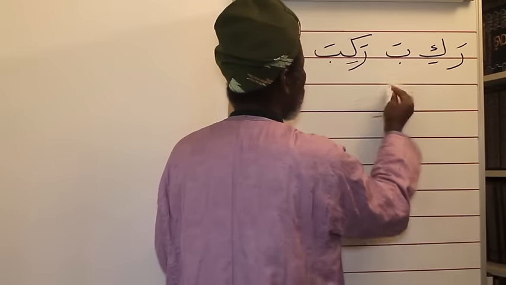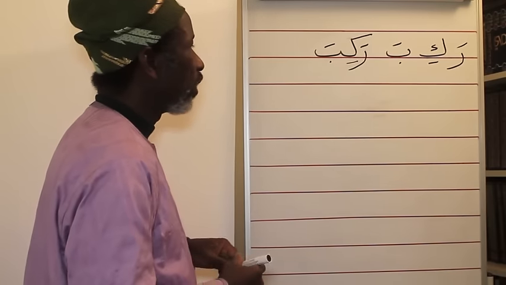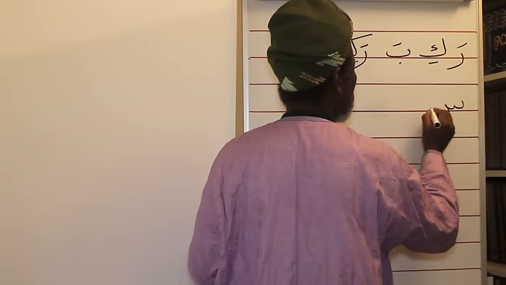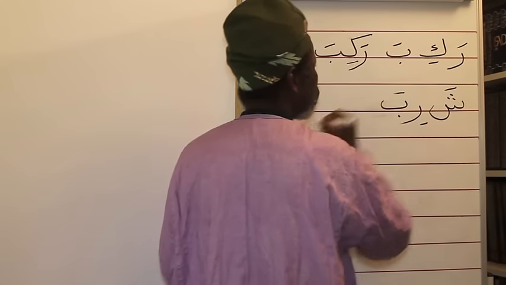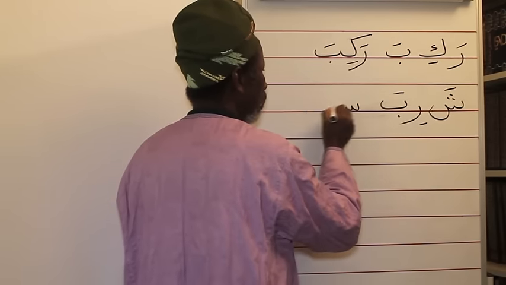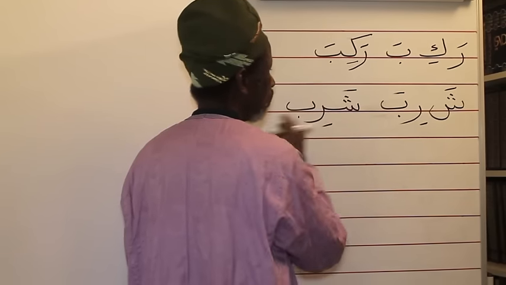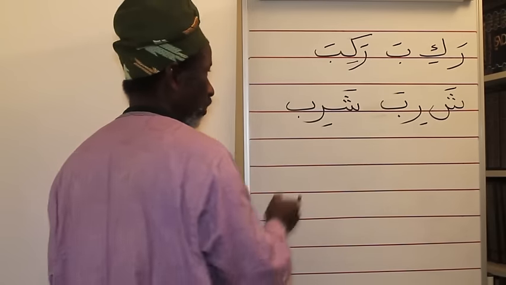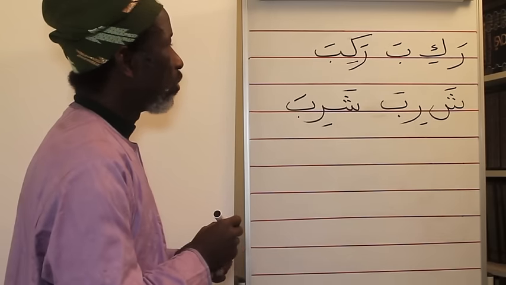Now we're going to write ra in the middle. So that's ra at the beginning, we've done. The middle, we have shariba. Sha, ri, ba. Again, the ra cannot be extended to the left. Sha, ri, ba. Shariba.